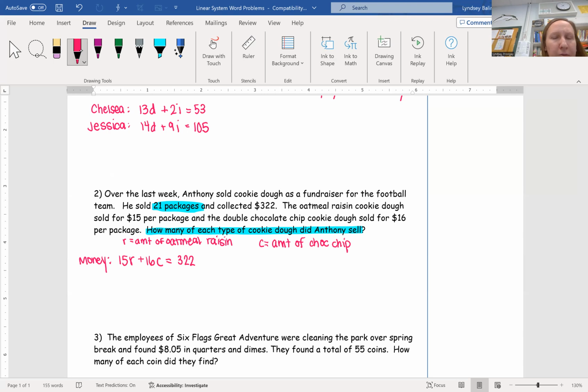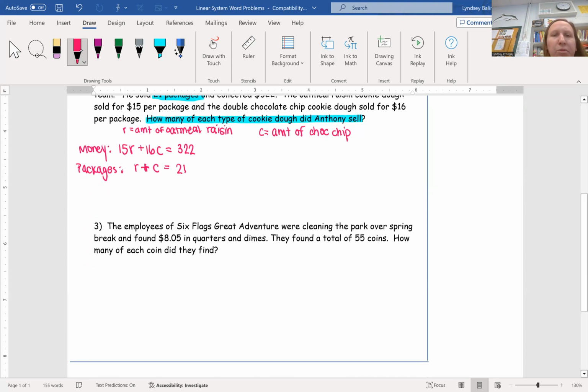And keeping in mind, if we go back to how we defined our variable, R is the number of packages of oatmeal raisin, and C is the number of chocolate chip packages that were sold. So if we're talking about the number of packages, our equation is actually very simple. It's just R plus C. The number of packages of oatmeal raisin and the number of packages of chocolate chip altogether have to equal 21, because there were 21 packages. So one was based on money, one was based on number of packages. There are our two equations.